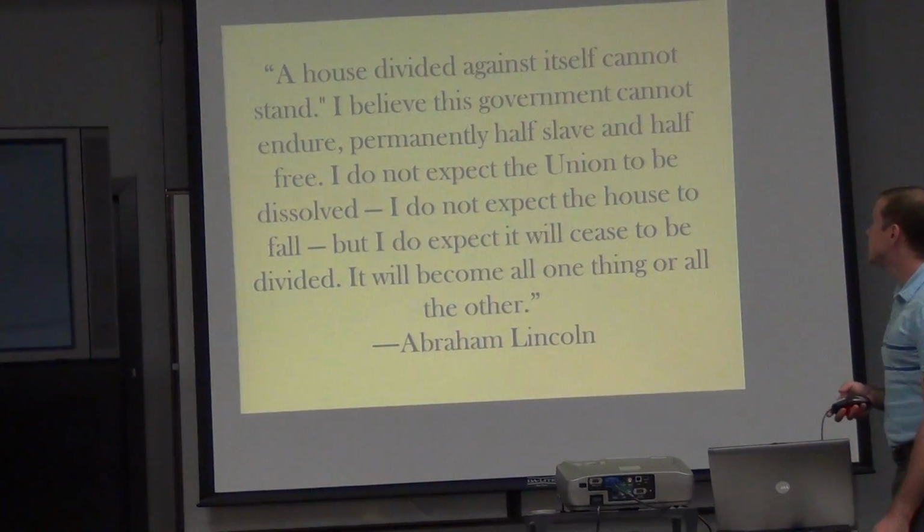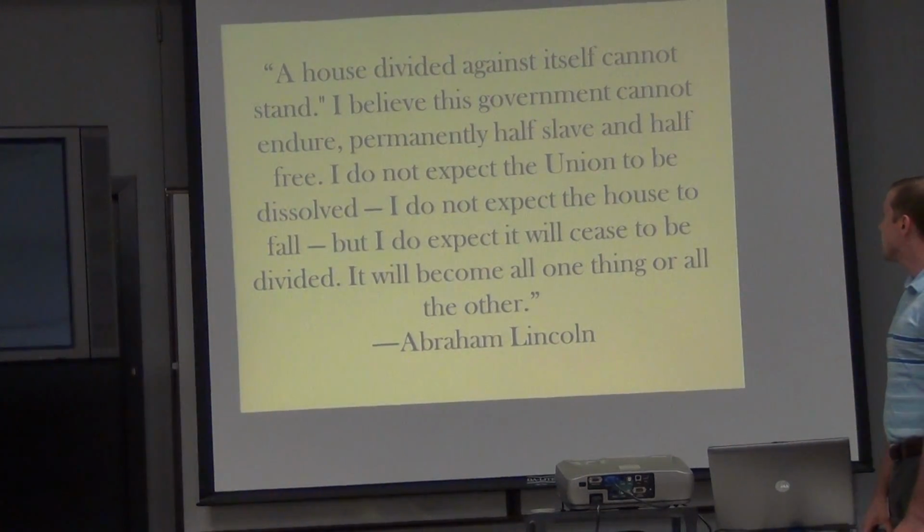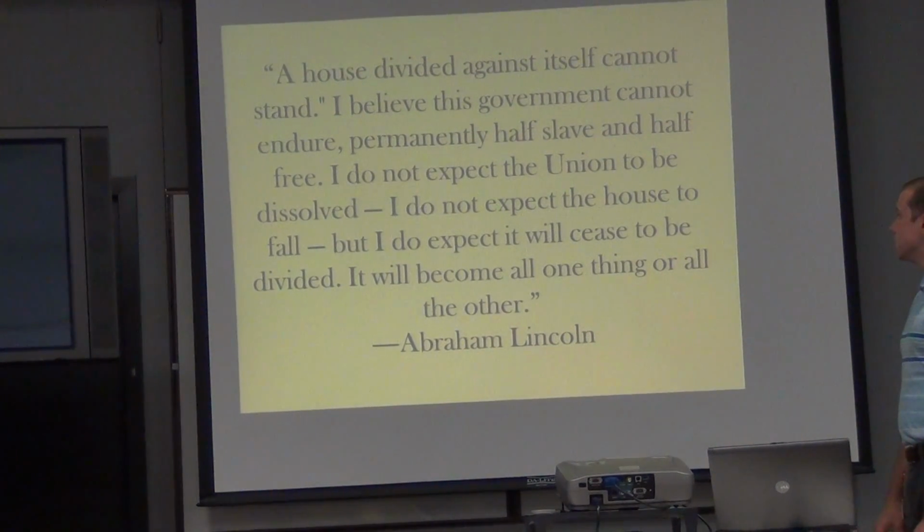"A house divided against itself cannot stand. I believe this government cannot endure, permanently half slave and half free. I do not expect the Union to be dissolved. I do not expect the house to fall. But I do expect it will cease to be divided. It will become all one thing, or all the other."